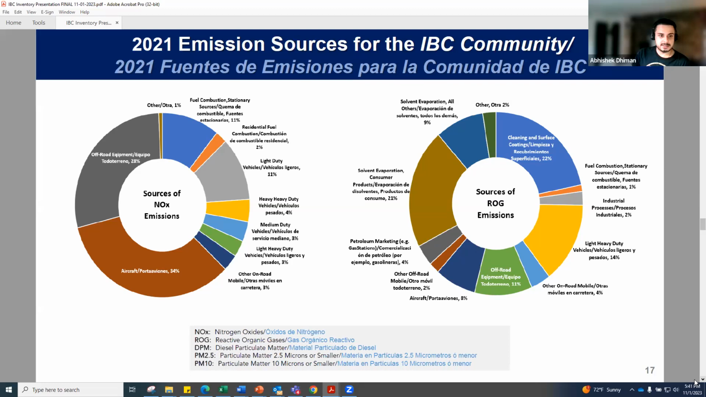Other major sources would be passenger cars and off-road equipment. Examples of off-road equipment would be lawnmowers, construction equipment, and generators. Those sources are the largest contributors of ROG within the IBC community.